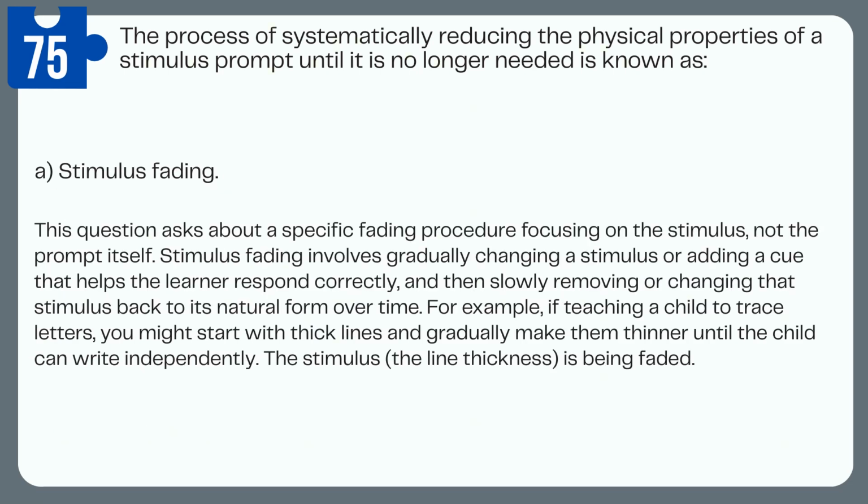Answer: A. Stimulus fading. This question asks about a specific fading procedure focusing on the stimulus, not the prompt itself. Stimulus fading involves gradually changing a stimulus or adding a cue that helps the learner respond correctly, and then slowly removing or changing that stimulus back to its natural form over time. For example, if teaching a child to trace letters, you might start with thick lines and gradually make them thinner until the child can write independently. The stimulus, the line thickness, is being faded.